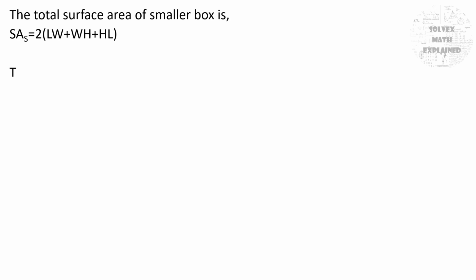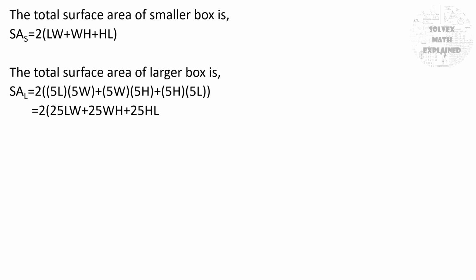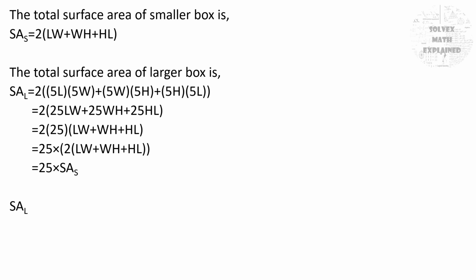Then, we can write that SAS equals 2 times (LW plus WH plus HL). Similarly, the total surface area of the larger box can be written as SAL equals 2 times (5L times 5W plus 5W times 5H plus 5H times 5L), which is equal to 2 times (25LW plus 25WH plus 25HL). Taking 25 outside, the right-hand side becomes 2 times 25 times (LW plus WH plus HL).